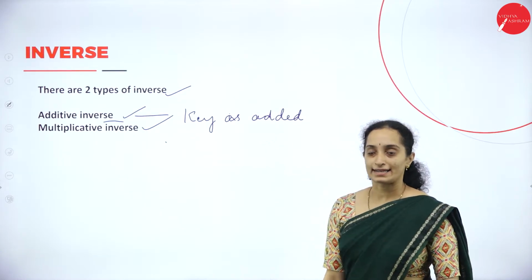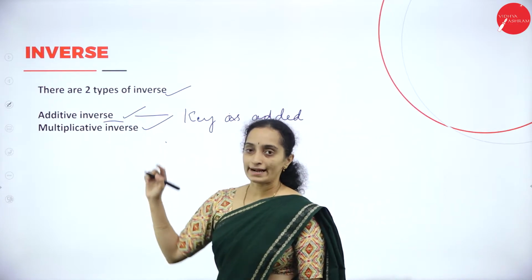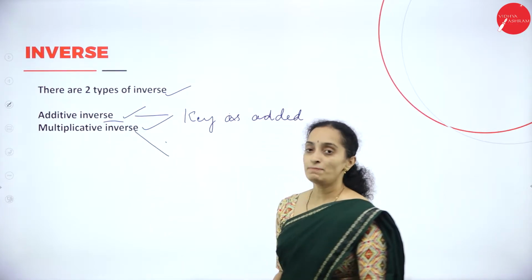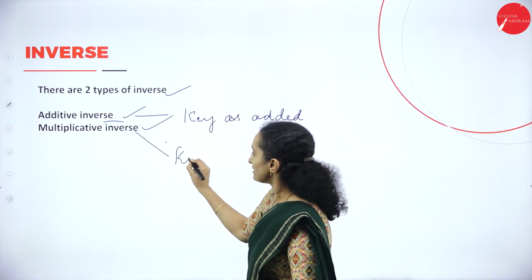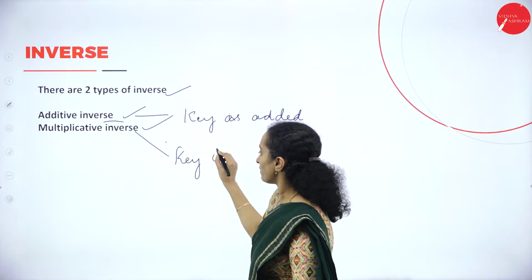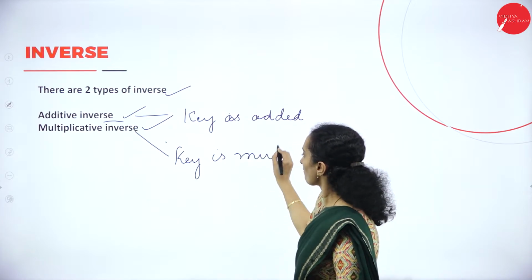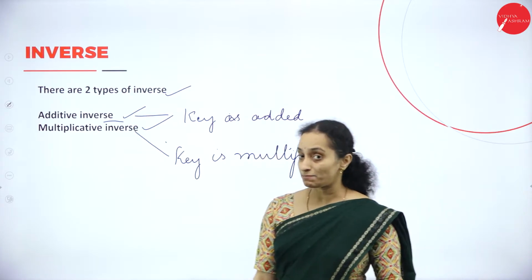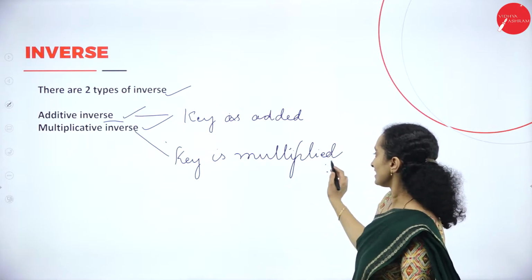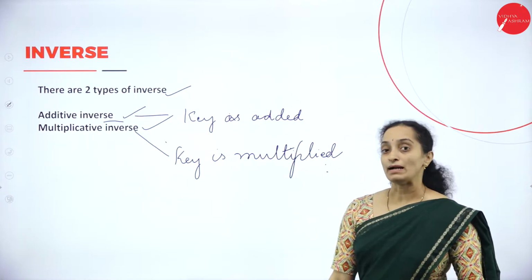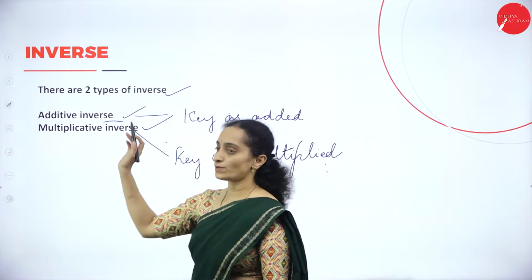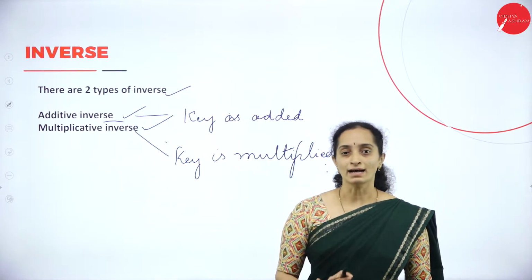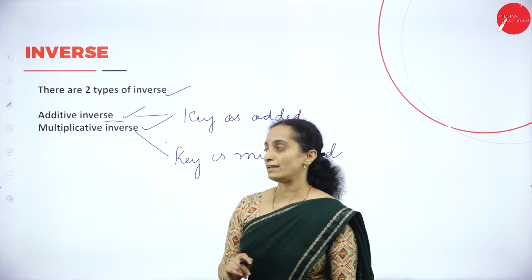When a key is added, you will get the additive inverse. Multiplicative inverse is generated when the key is multiplied. When you are going to multiply the key, in such a case, a multiplicative inverse will be generated. Okay, additive inverse and the multiplicative inverse.